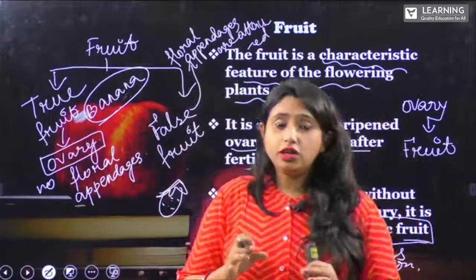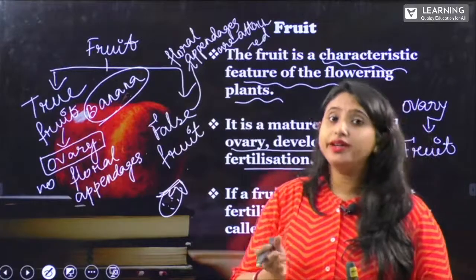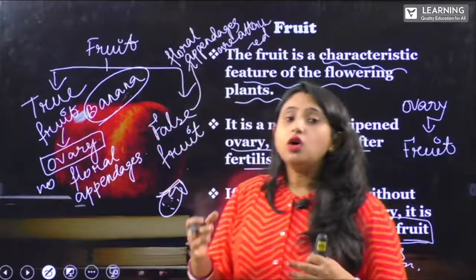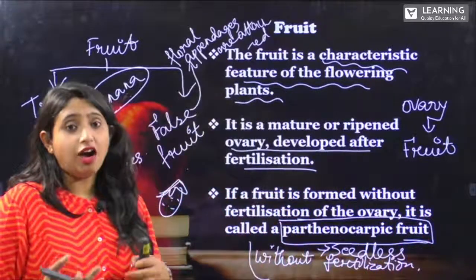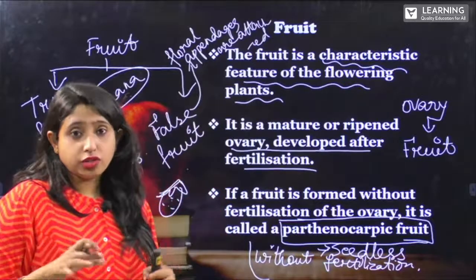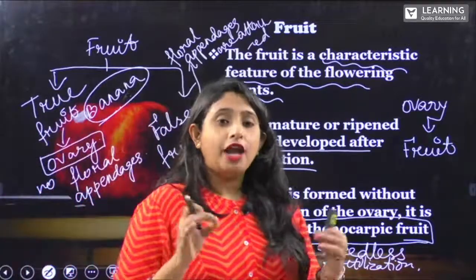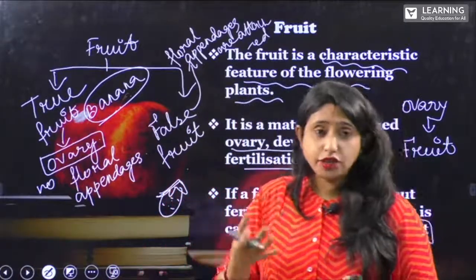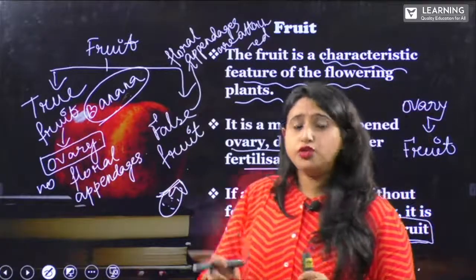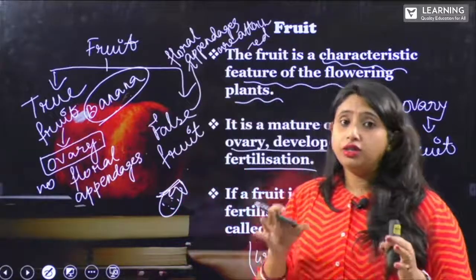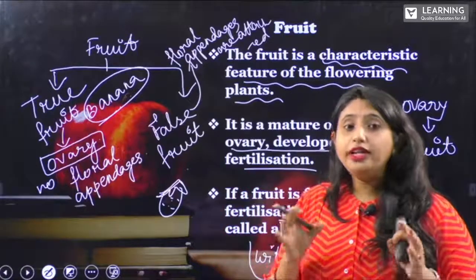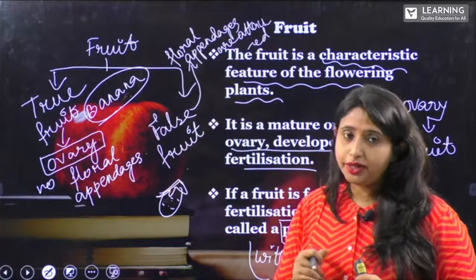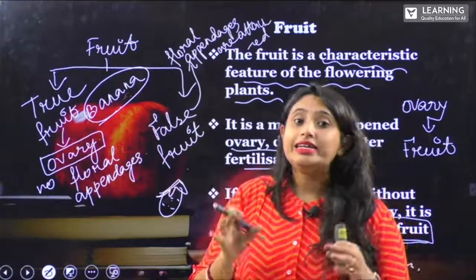And in parthenocarpy, there are two types: one is the natural parthenocarpy and another is the artificial parthenocarpy. How are natural parthenocarpic fruits formed? It depends upon the environmental condition, okay? And what about artificial parthenocarpy? Artificial parthenocarpy means these are the fruits which are obtained using some growth hormones, by inducing the growth hormones into the plants. That is the artificial way of making seedless fruits.